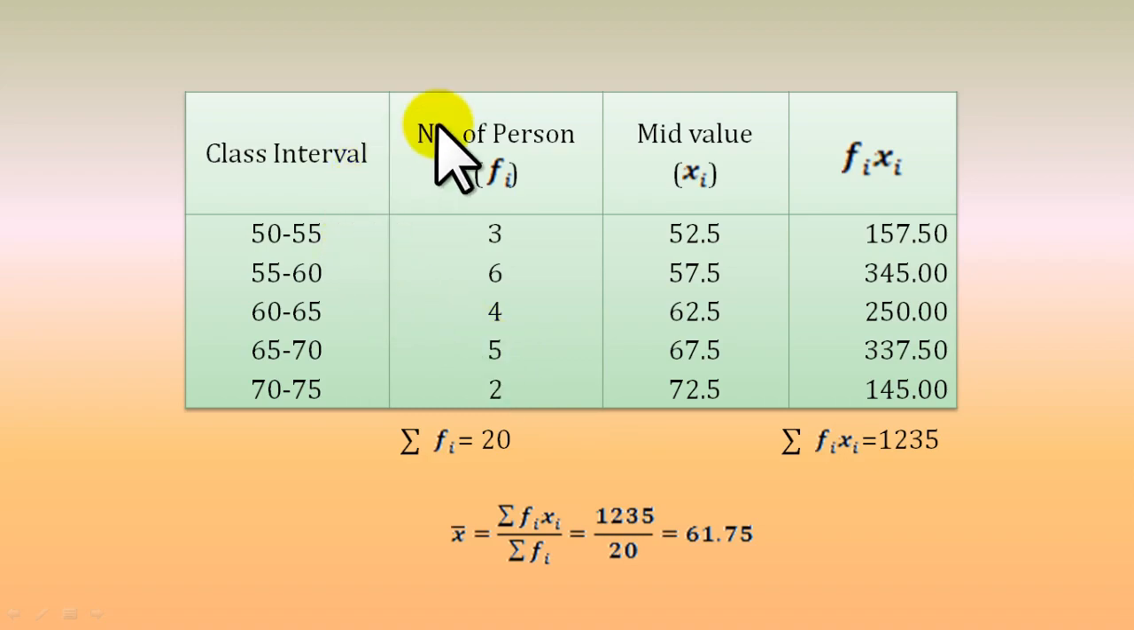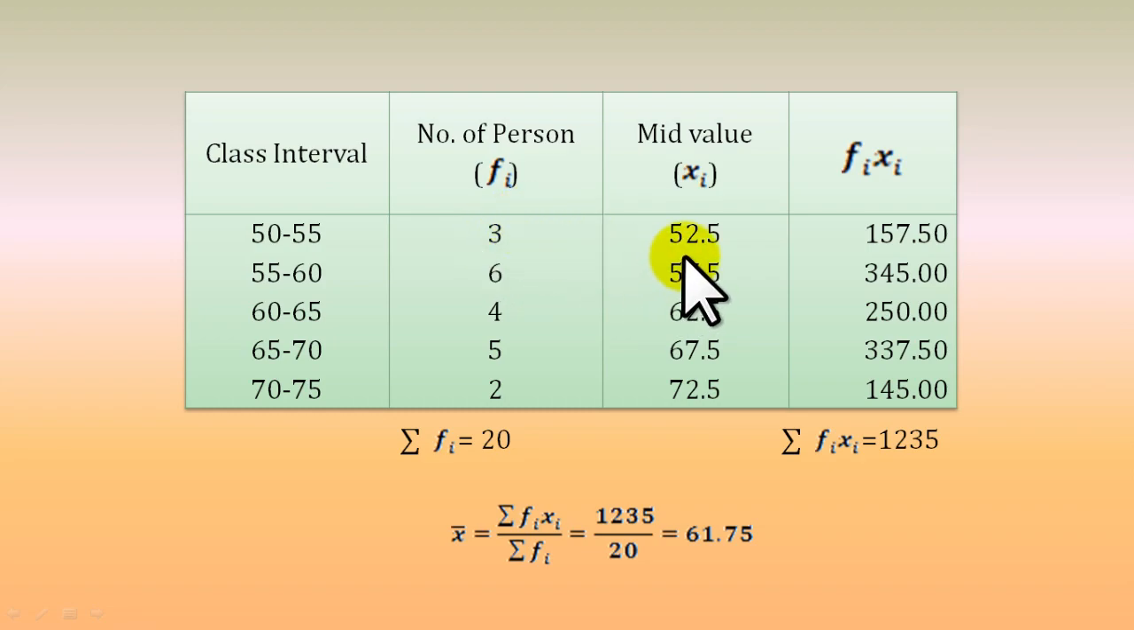Now here we have constructed this table by using the direct method of calculation. The first column is the column of class interval. Here the length of the class interval is 5, and this is an exclusive, or continuous, class interval. The second column is the column of frequency. It means the number of persons belonging to each class.